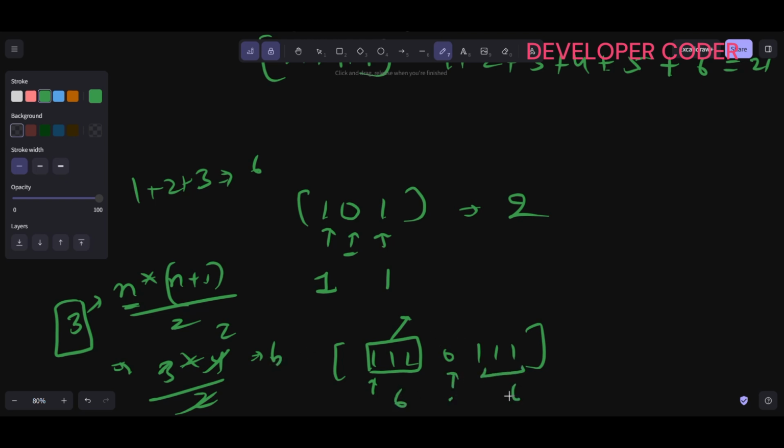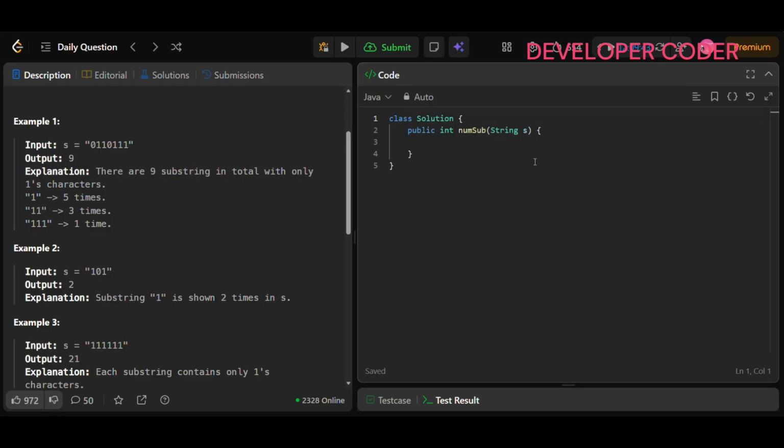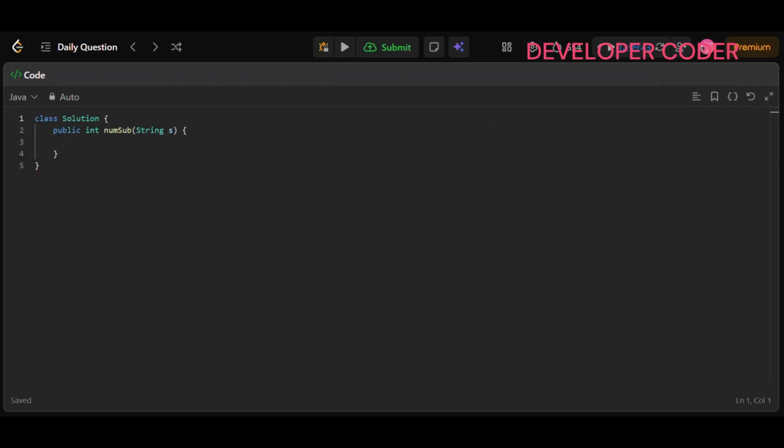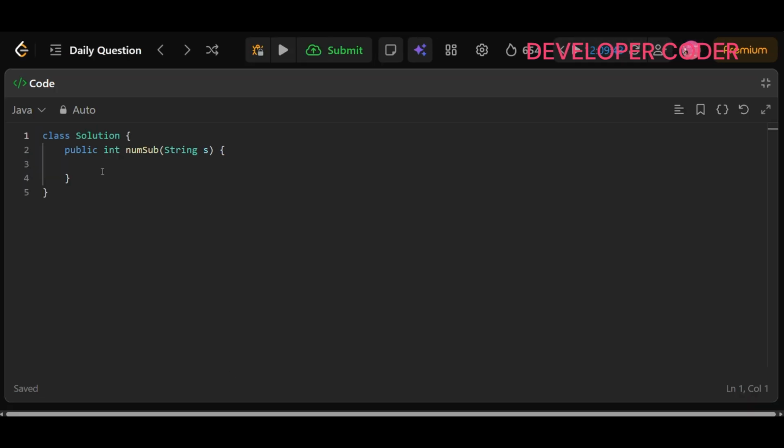Then skip, then three consecutive ones, so here you are going to get 6. So output is 6 plus 6, 12. That's it. Very simple. So let's write the code. Nothing complex, a very easy problem, not medium, very easy. You just need to derive this pattern.